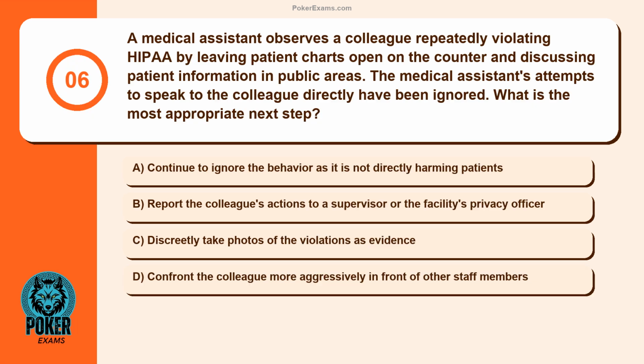Question 6. A medical assistant observes a colleague repeatedly violating HIPAA by leaving patient charts open on the counter and discussing patient information in public areas. The medical assistant's attempts to speak to the colleague directly have been ignored. What is the most appropriate next step? Continue to ignore the behavior as it is not directly harming patients. Report the colleague's actions to a supervisor or the facility's privacy officer. Discreetly take photos of the violations as evidence. Confront the colleague more aggressively in front of other staff members.